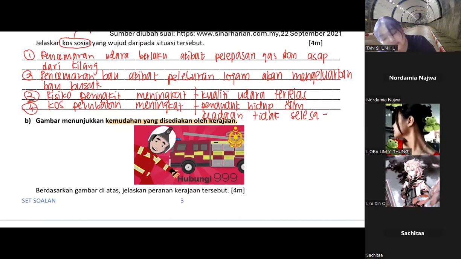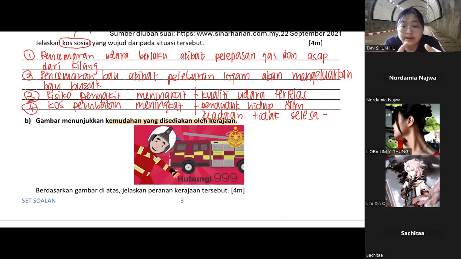Can I be a lazy people? Barang sosial. You need to know what's the difference between barang awam and barang sosial. Barang awam normally is the physical things, like balai bomba is the barang awam. The firefighter service is barang sosial.